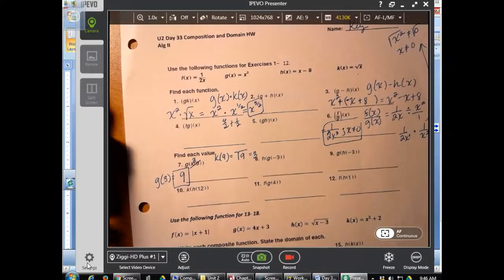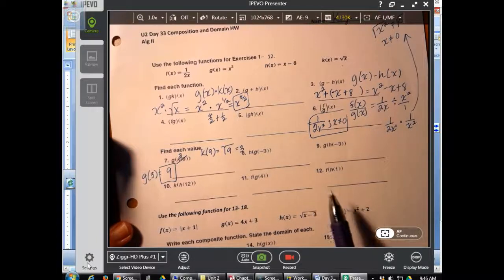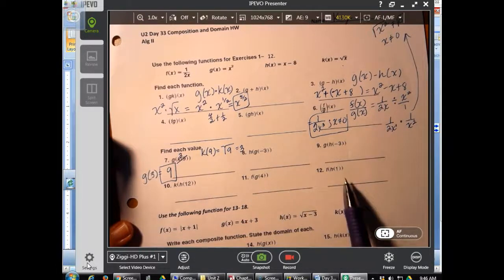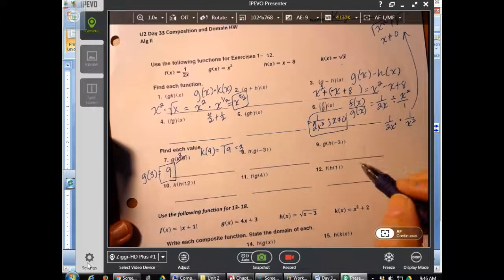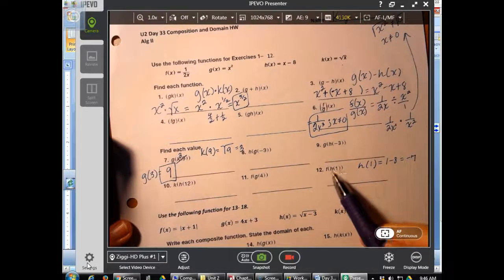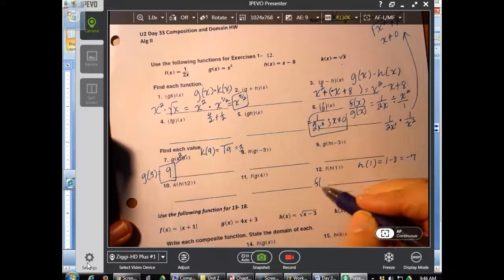So let me do another one. Let's go ahead and do number 12. So I'm going to take my h function, I'm going to plug in 1. So h of 1 is just going to be 1 minus 8, which is -7. So instead of h of 1, I'm actually going to plug in a -7 into the f function.